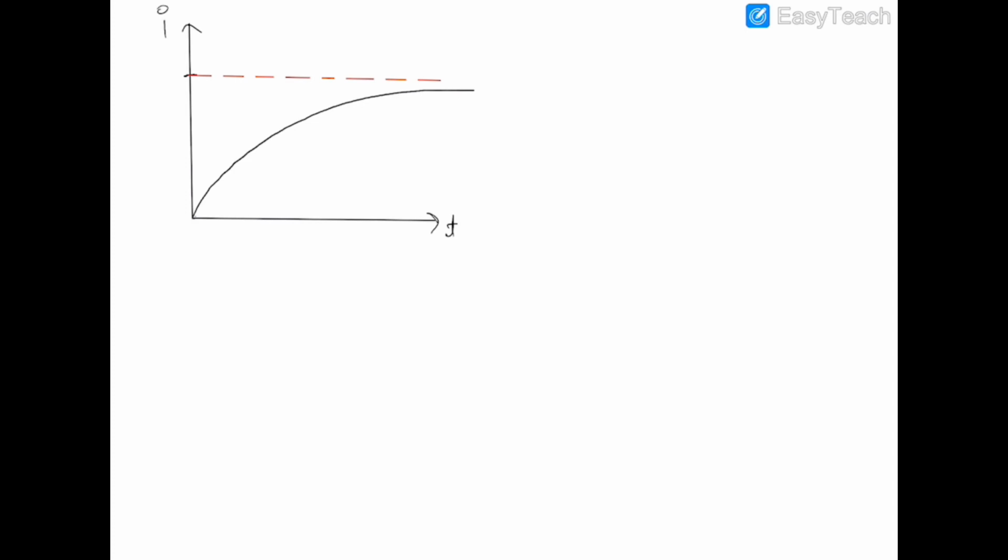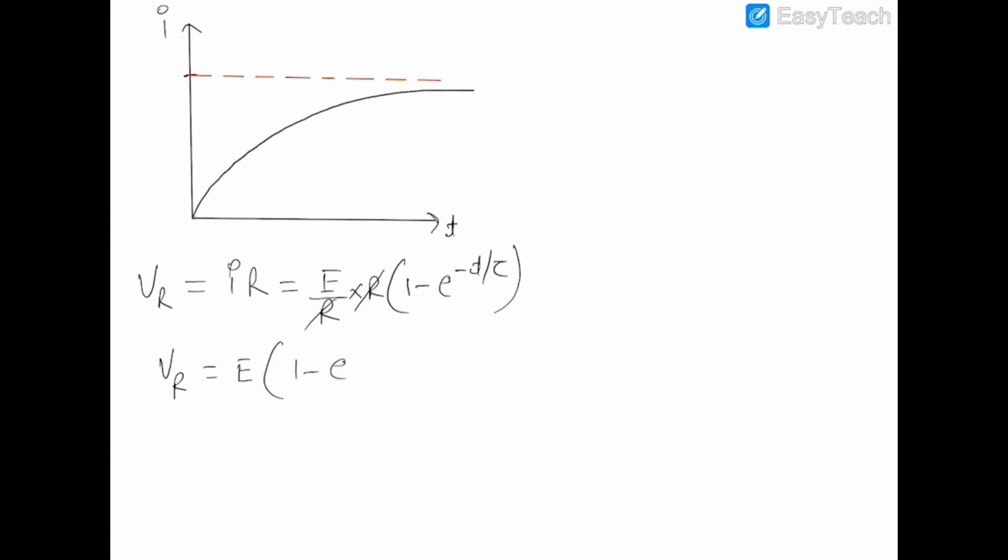Now again we can see that if we have to find out VR at any instant, then VR is equal to IR, and I, we all know, is equal to E upon R into 1 minus e to the power minus t upon tau. I know that I have not explained this tau yet, and I will explain it in the later part. So cancelling this R, VR is equal to E into 1 minus e to the power minus t upon tau. So this is the voltage across resistance as a function of time.